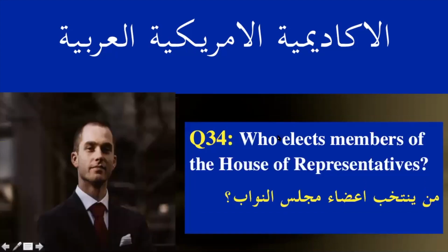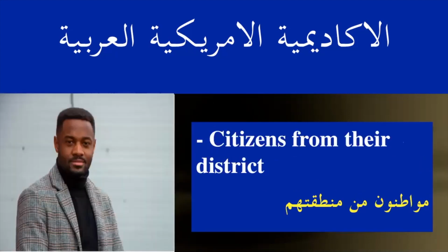المواطنين في منطقتهم. السؤال الرابع والثلاثون: Who elects members of the House of Representatives? من ينتخب أعضاء مجلس النواب؟ Citizens from their district. نفس الإجابة السابقة: Citizens from their district.